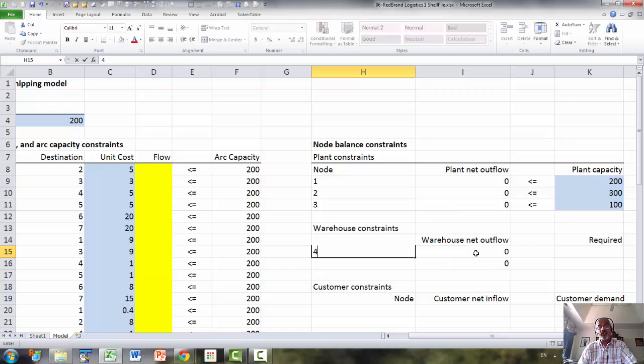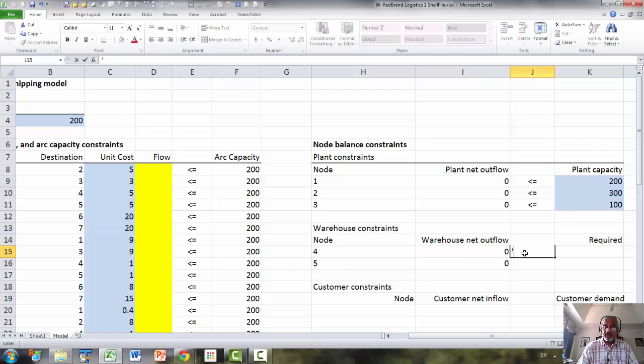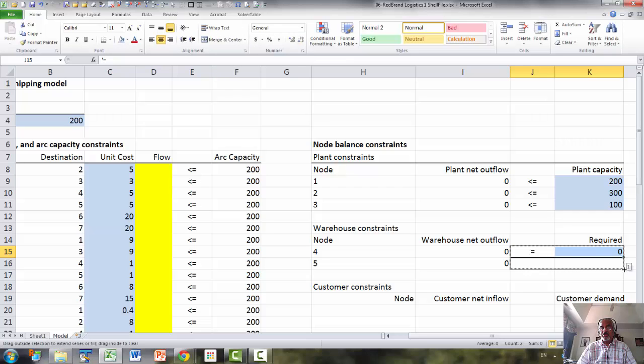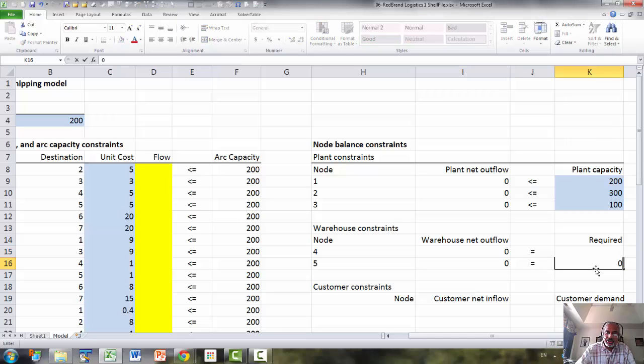Now for the warehouse, we can copy the same formula from here down here. The warehouse nodes are 4 and 5. Now that should be equal to 0, because what comes in must go out, so the net flow should be 0. In some instances, if it is a continuous stream of material or a processing plant, there may be process losses. If there are process losses, then we have to adjust for those. So that should be 0 there.